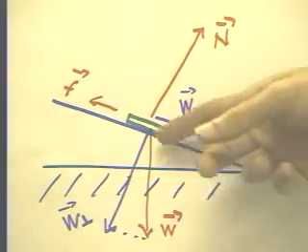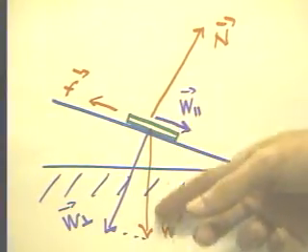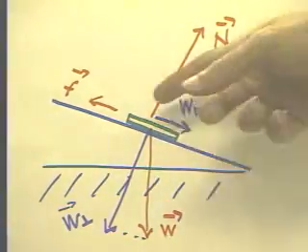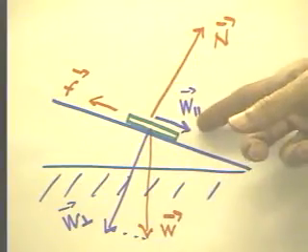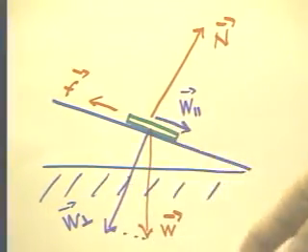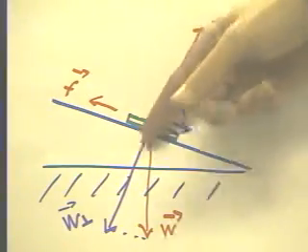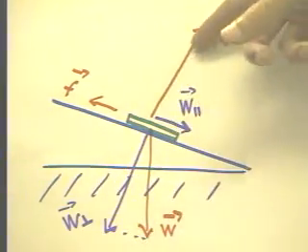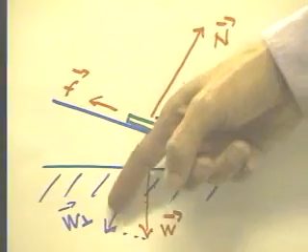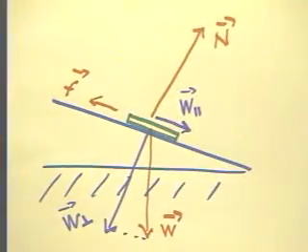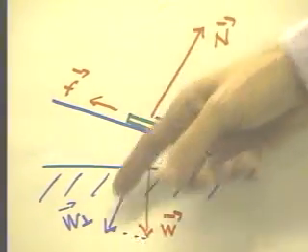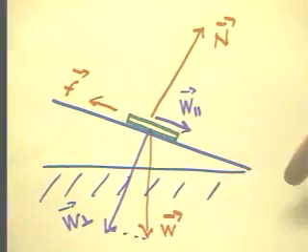If we take the weight and replace it by two equivalent vectors, or two equivalent forces, a force acting down the plane and a force acting in the opposite direction of the normal force. That is, a force that's perpendicular to the incline. So we have a force perpendicular and a force parallel to the incline.